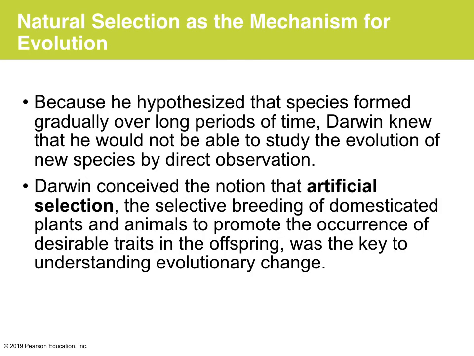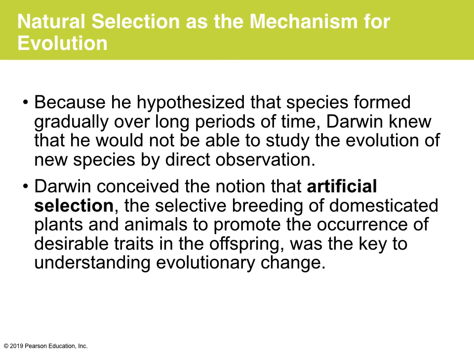Now, because he hypothesized that species formed gradually over long periods of time, he knew he would not be able to study the evolution of new species by direct observation. He did conceive the notion of artificial selection, the selective breeding of domestic plants and animals to promote traits that we desire in those organisms. So it's not determined by nature, it's determined by humans choosing which organisms breed and which offspring are bred again. So this business of artificial selection was a great way to look at and understand evolutionary change, because we can actually see how people have changed things over time.